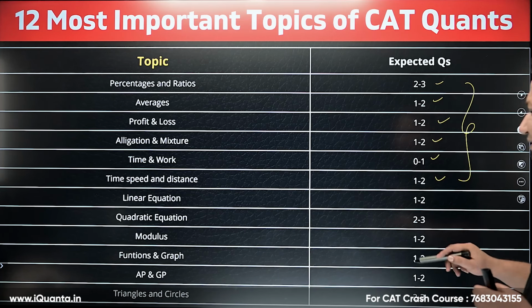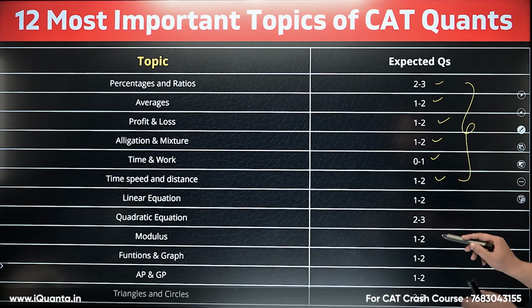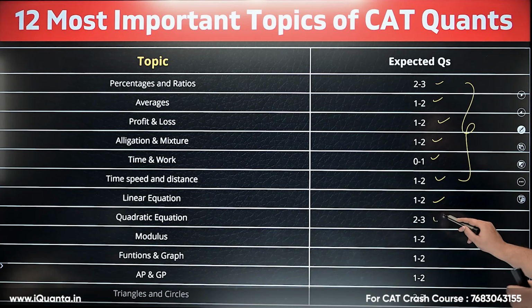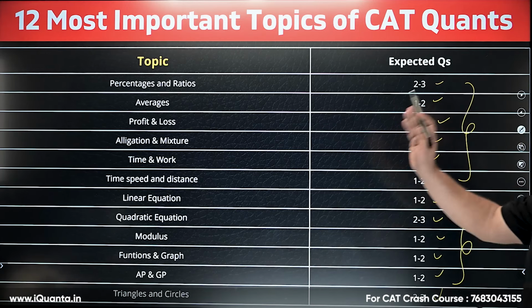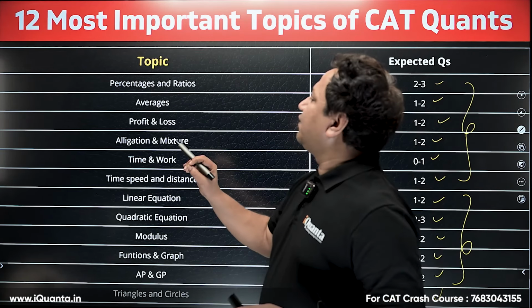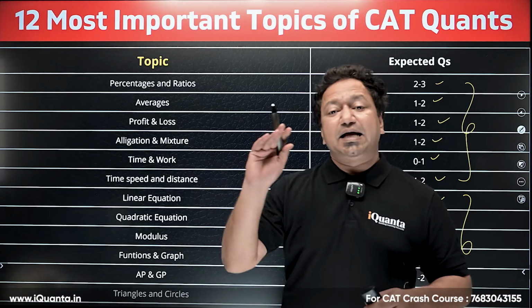Then we have the cluster of algebra: linear equations 1 to 2, quadratic 2 to 3, which covers quadratics as well as polynomials, modulus, functions and graphs, AP and GP. This entire cluster is algebra. Triangles and circles, also mensuration, are geometry. So try to focus on these areas and try to solve as many problems from these areas as possible.